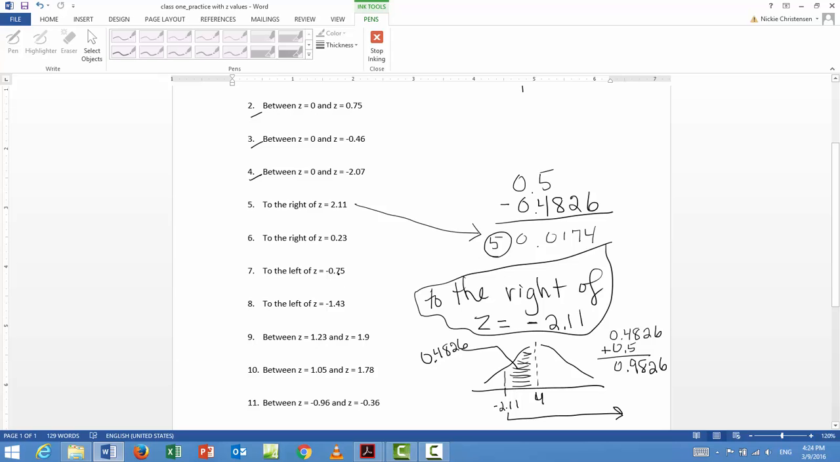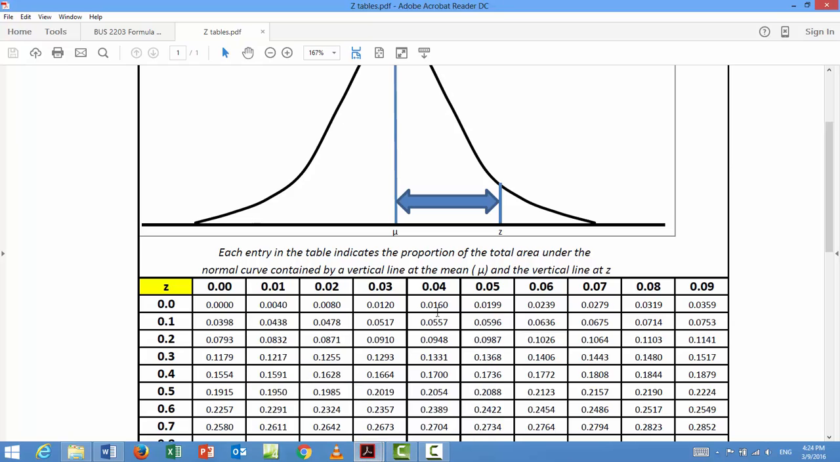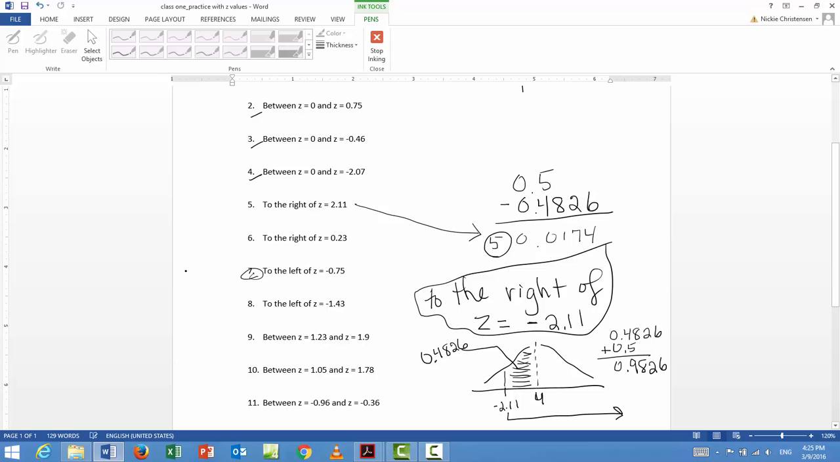Okay, let's do a to the left question now with a negative z value. So let's do number 7: to the left of z equals negative 0.75. The first step, we've got to find that on the table. For negative, we just take away the negative sign. So 0.75. Here's the p-value. The z-score of 0.75 has a p-value of 0.2734. So let's jot that down here.